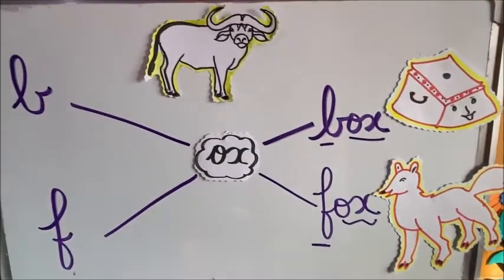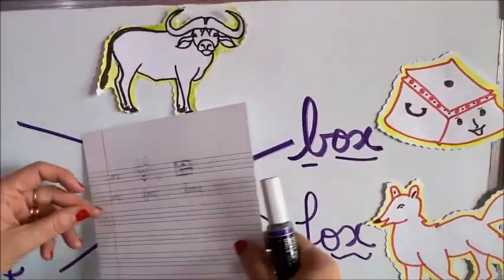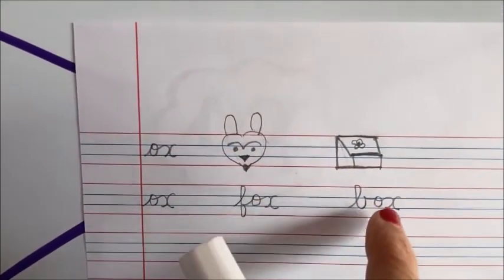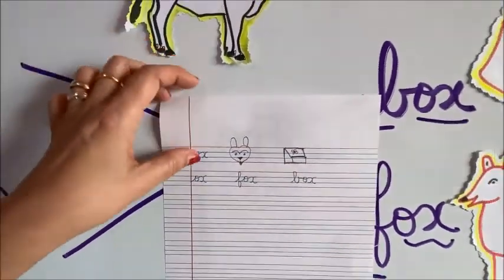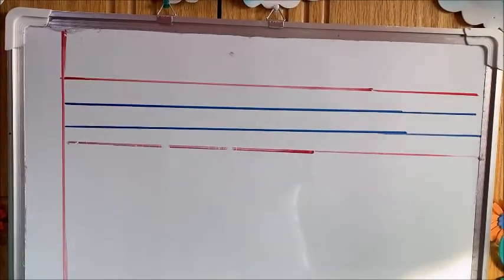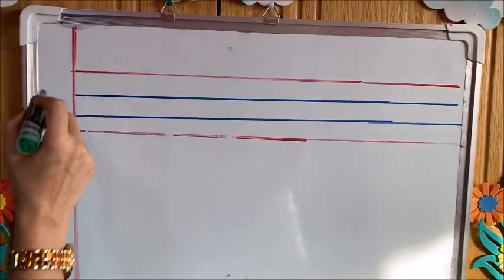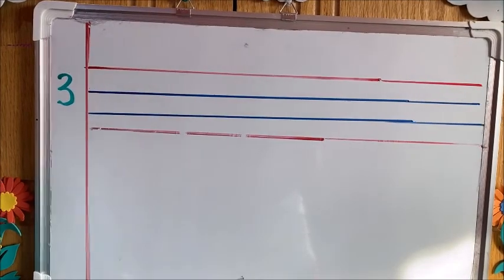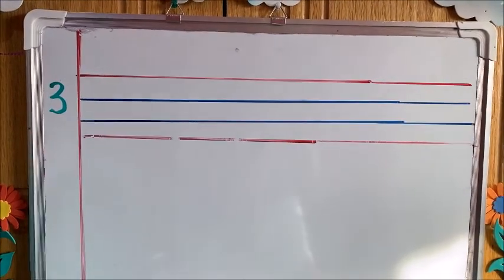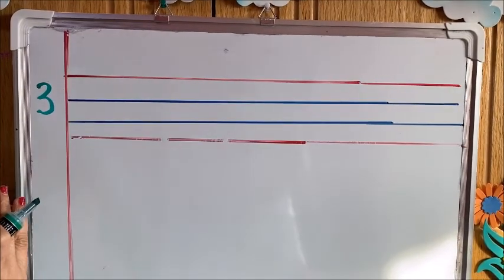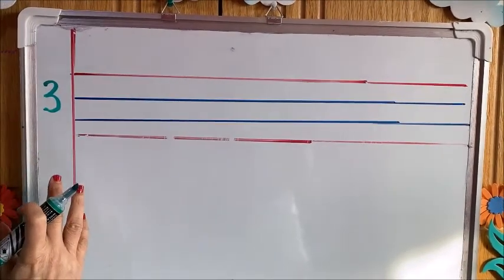Now I will show you the page. So this is ox, fox and box. Now students, we already learned two fill in the blanks. Today we are learning the third one. So it is a big sentence. So take care to write close to each other, but always keep space while writing.